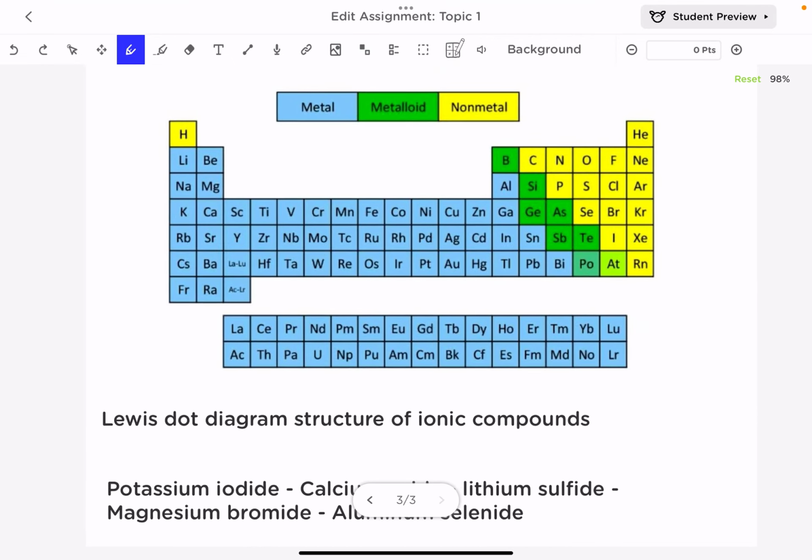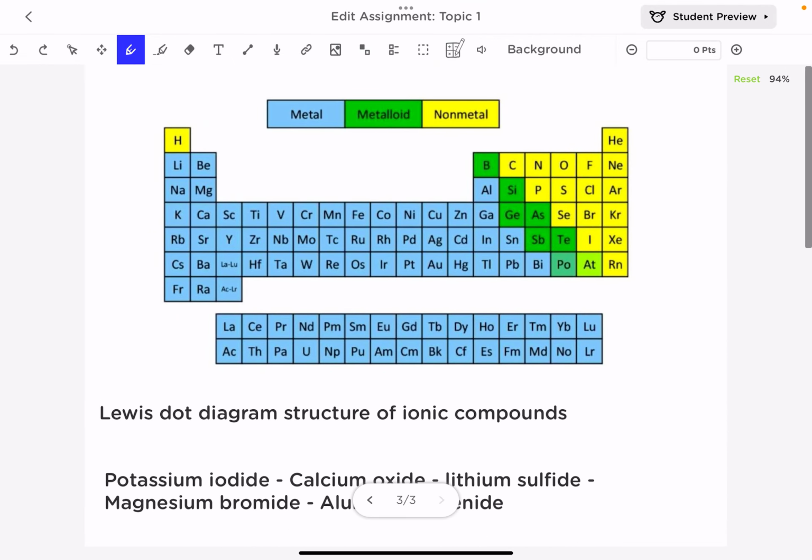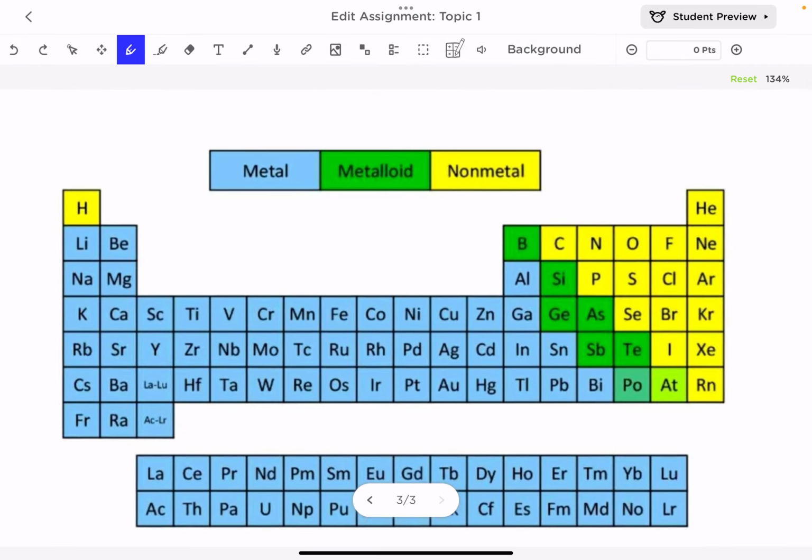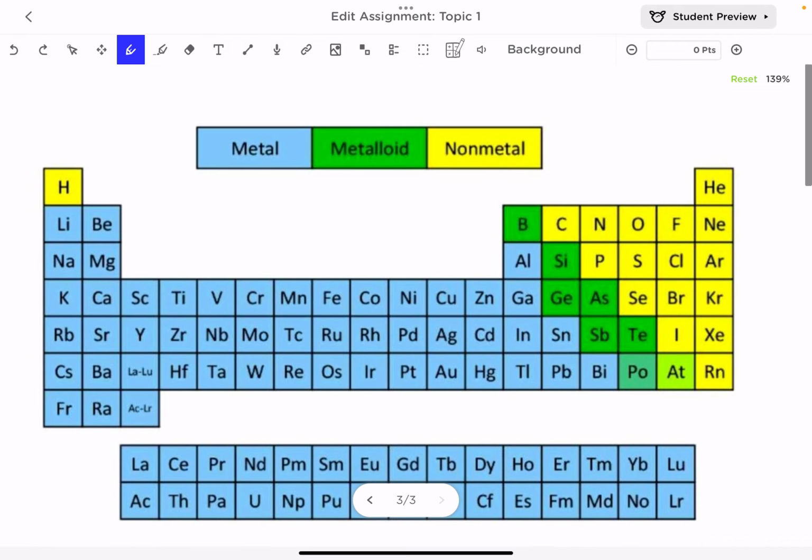I am going to explain to you how we do the Lewis dot diagram structure of ionic compounds. Now, before we begin, first of all, we need to know which elements in the periodic table are metals and non-metals. Metals always lose electrons and they become positive. And the non-metals always gain electrons and they become the negative ions. Here they are called anions, and here they will be called cations.